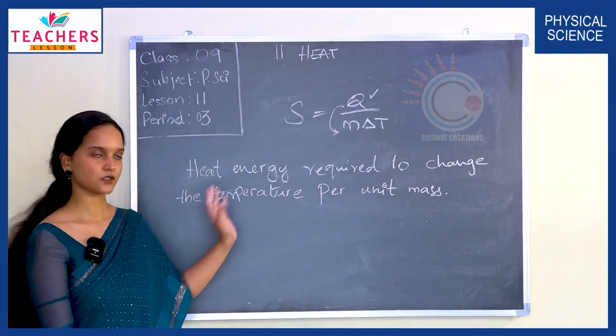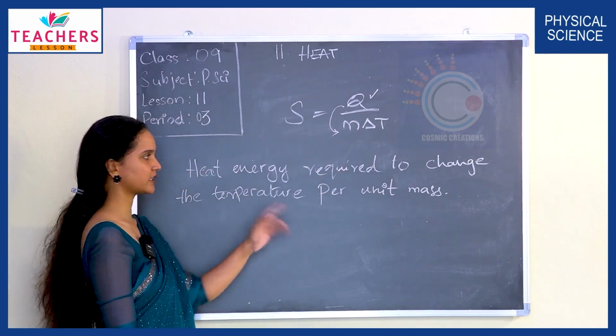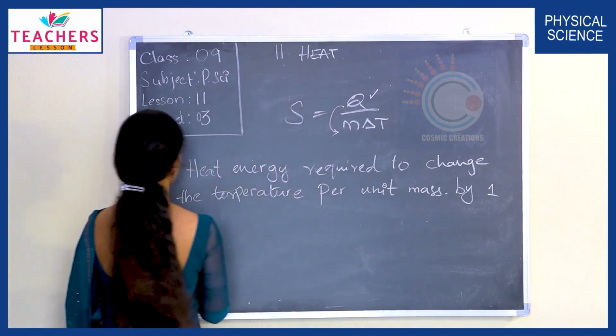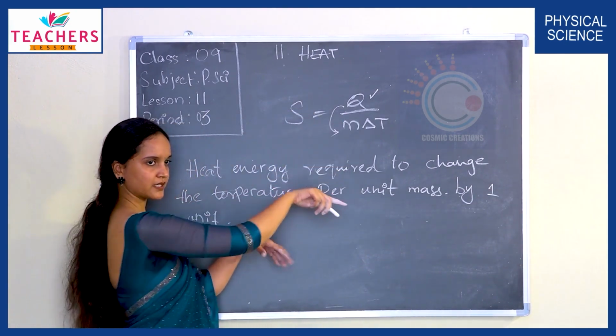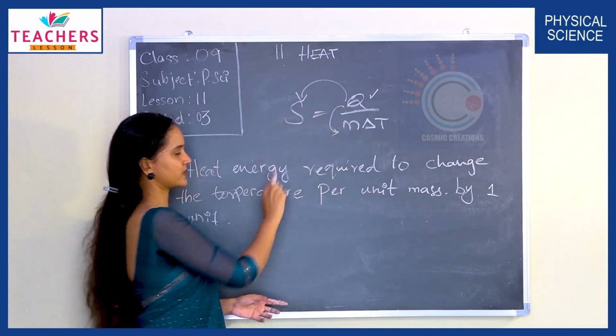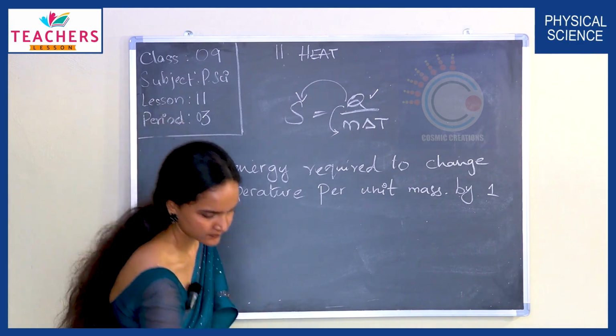Per unit mass of the substance by 1 unit. So, the change in the temperature is 1 unit. For 1 unit change in the temperature for unit mass, how much heat energy we require, that value is nothing but your specific heat. Get it? Any questions?